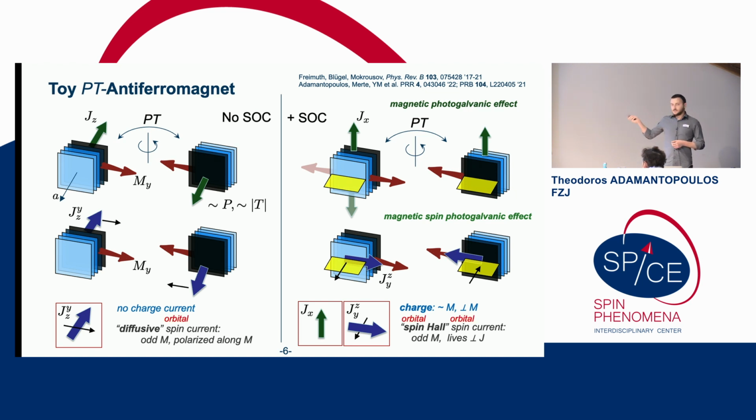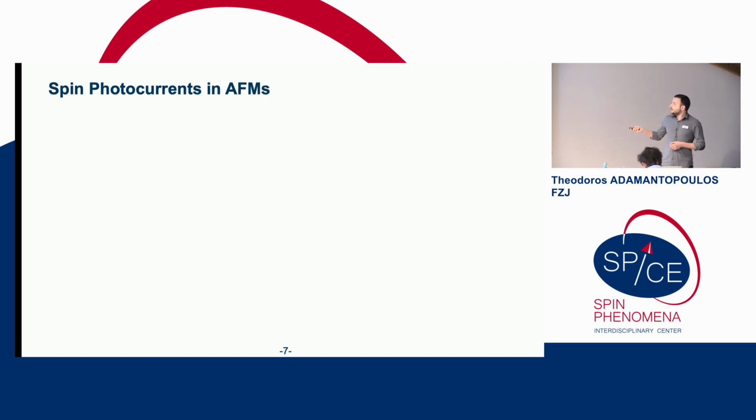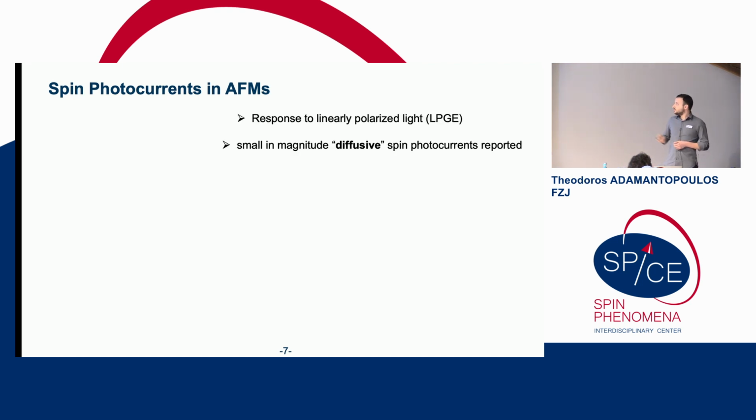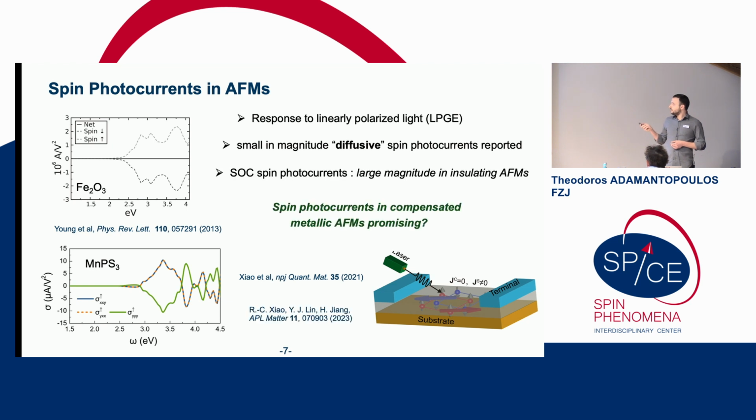The same arguments that I used here for the spin can also be used for the orbital angular momentum degree of freedom. So far, in antiferromagnets, there have been studies of spin photocurrents, mainly in response to linearly polarized light. We have some reports of small in magnitude diffusive spin photocurrents. And also, when spin-orbit coupling was considered, there have been some larger in magnitude results in insulating antiferromagnets.